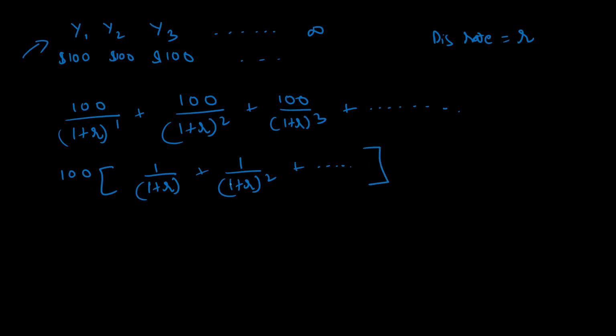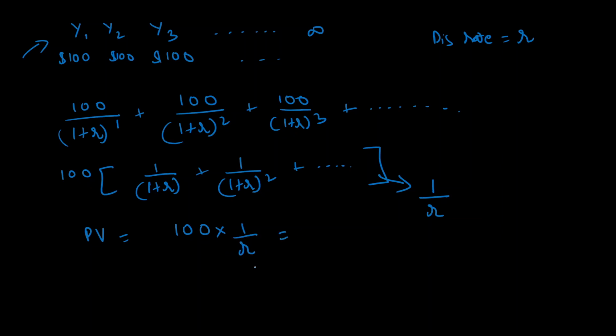Now you get this infinite sum, which is a geometric progression, and if you add it up, it turns out to be equal to just 1 by r. Now I know you're probably asking how this overly complicated infinite term is just equal to 1 by r, and I promise I'll make a short video on this explaining how to go about adding this infinite sum. But for now, just take my word that everything inside this bracket is just going to be equal to 1 by r. So the present value of this perpetuity comes out to be 100 into 1 by r.